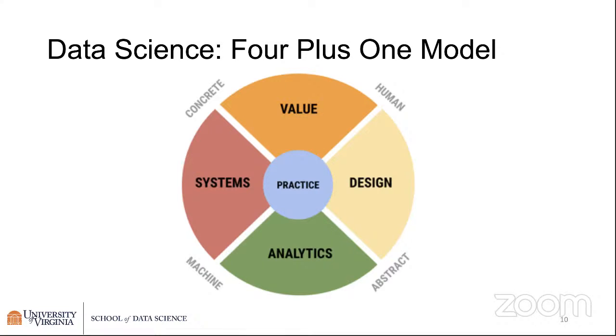And the 4+1 model is the four major areas. These four areas are value, design, analytics, and systems. These are the four areas that we consider to be the critical parts of data science and operation. And at the center of it is this notion that I said is critical in data science. You're solving a problem, and we call that practice. You're solving a problem for some real application. You're trying to answer a question. And that's the bullseye in this notion. That's the +1.